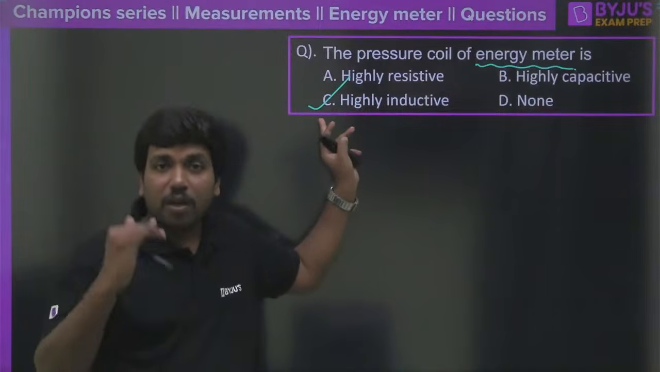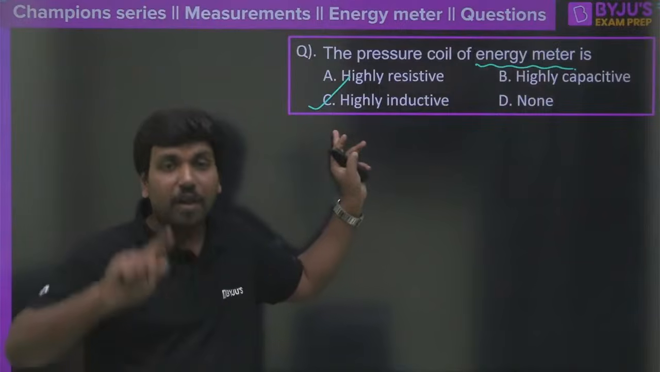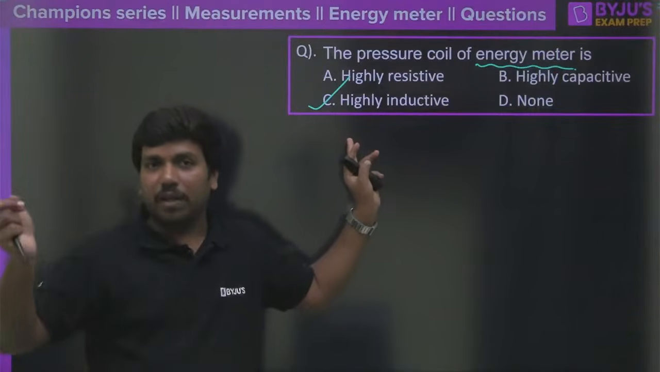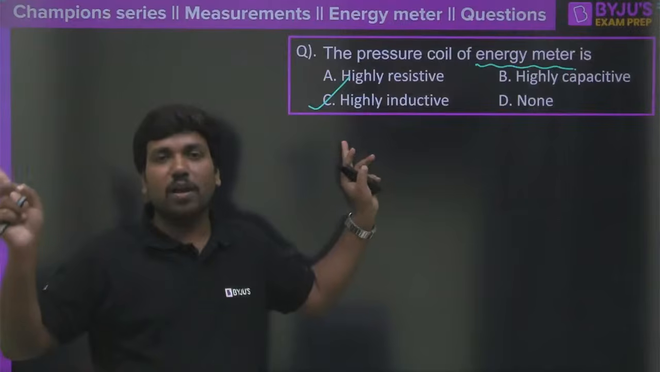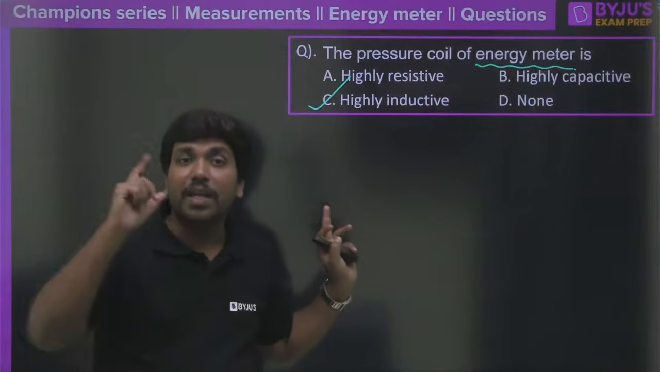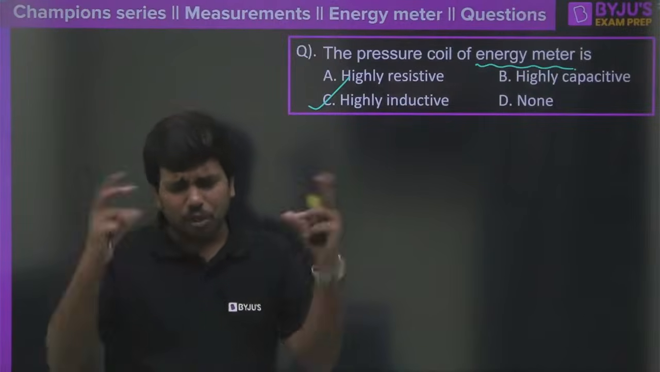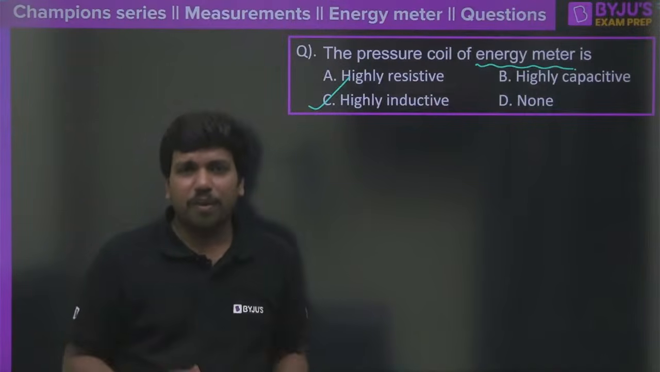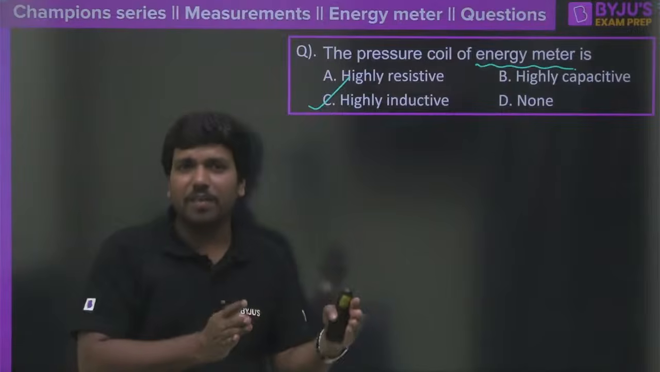Pressure coil or potential coil must be highly inductive here, compared to a wattmeter. In a wattmeter, the pressure coil should be highly resistive. In an energy meter, the pressure coil must be highly inductive. Clear? This is the most popular question. Many times I have seen this question even in the PSU and BARC exams.